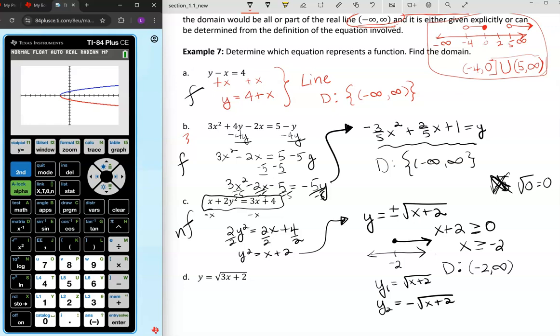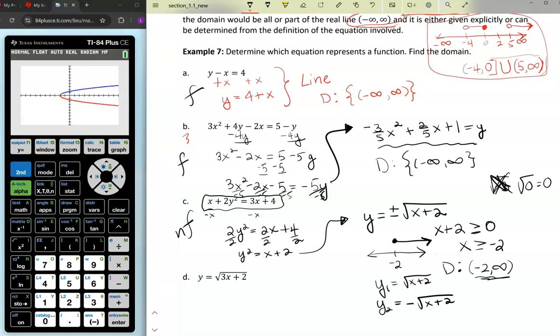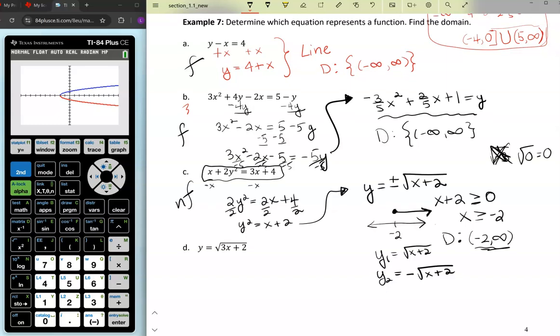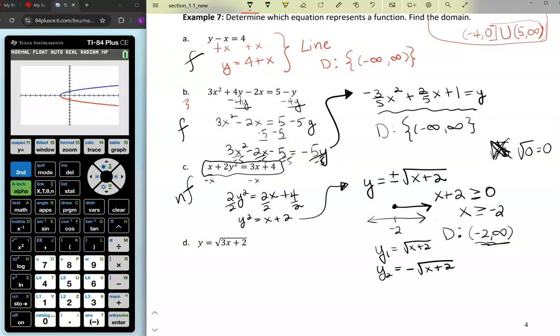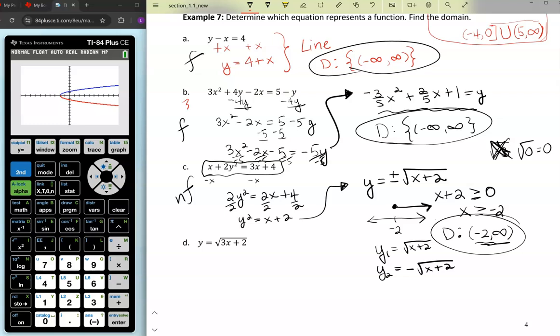So once again, domain has to do with the x. So this is our x, moving from left to right. It starts at -2 and it just keeps on going. So that is our domain. All right, so algebraically on part D, we'll just circle that. Let's circle that and that. There's our answers. On D, the square root has to be non-negative, so it's got to be greater than or equal to 0.